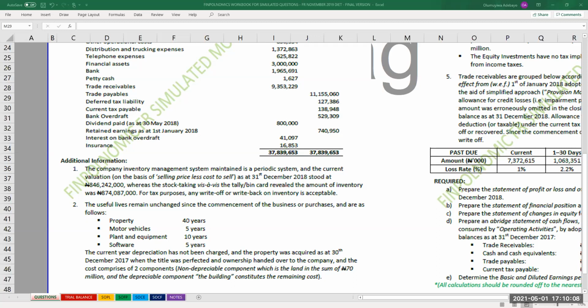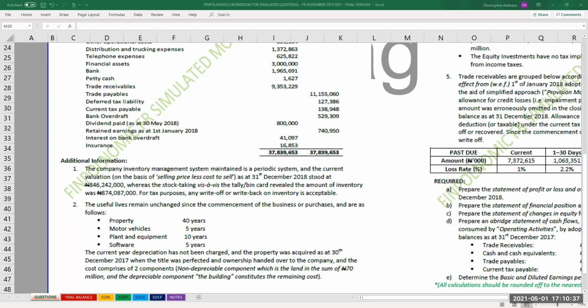Then additional information two says the useful lives remain unchanged since the commencement of the business or purchases and are as follows. Property, 40 years. Motor vehicles, 5 years. Plant and equipment, 10 years. Software, 5 years. The current year depreciation has not been charged, and the property was acquired as at 30th December 2017, when the title was perfected and ownership handed over to the company.